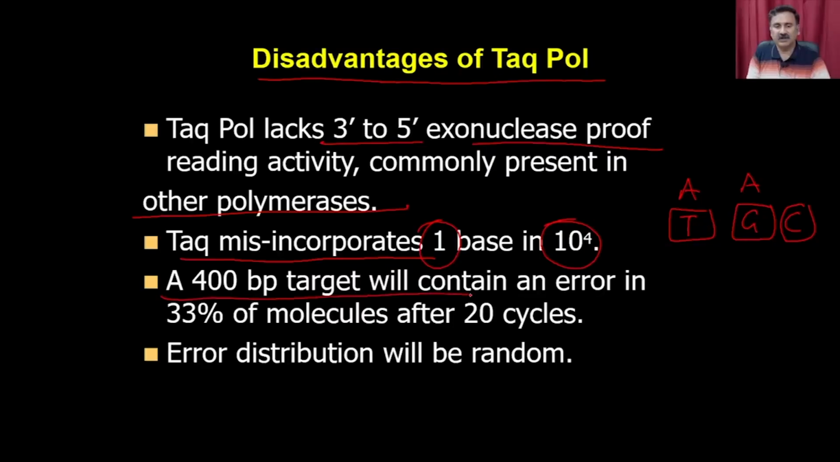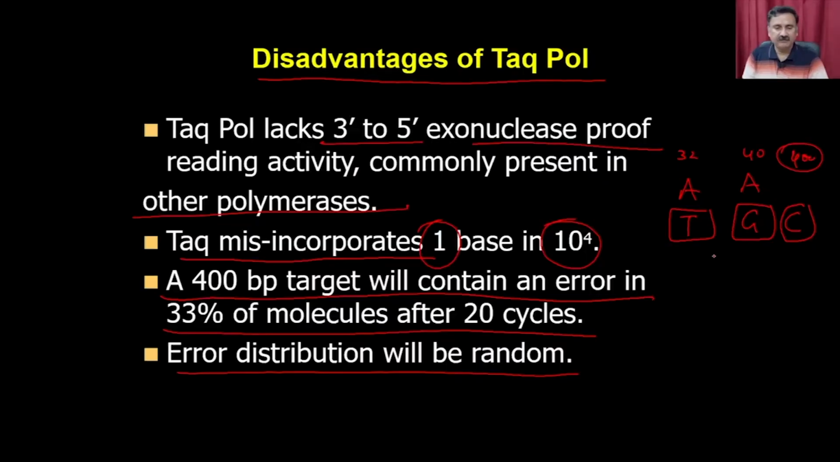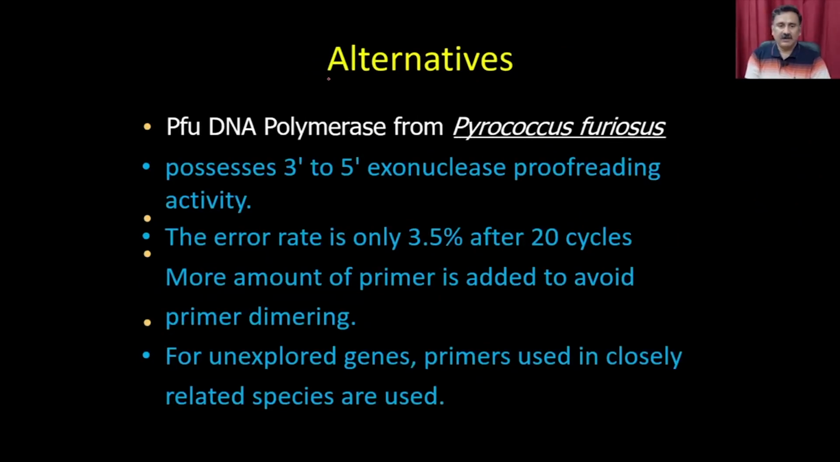A 400 base pair target will contain an error in 33% of the molecules after 20 cycles. Error distribution will be random, which means sometimes it may make mutations at position 32, sometimes at position 40, or 400, like that. So it's not like the error is going to be at a very specific point. It can be anywhere. So to avoid this, we have alternatives. You can use the Pfu DNA polymerase from Pyrococcus furiosus, and it possesses the 3' to 5' exonuclease proofreading activity.